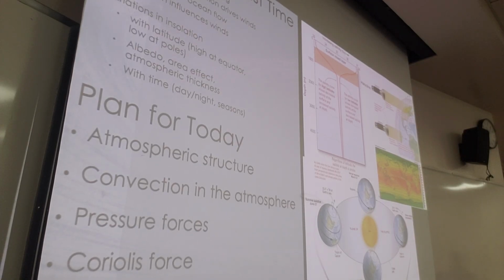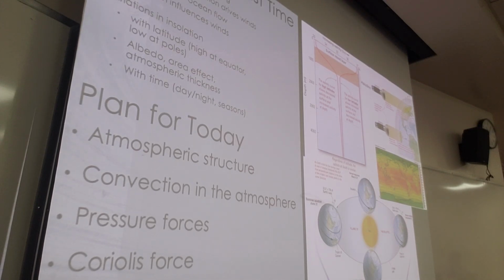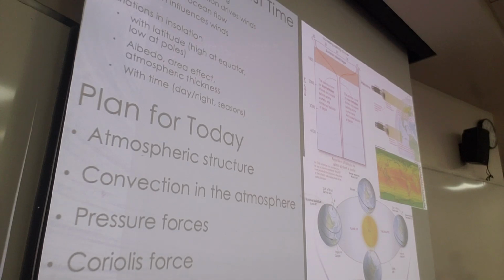And then the last topic we touched on was trying to understand why we have this differential heating. What are the various mechanisms that cause the equatorial regions to get more sunlight and solar energy than the polar regions? There were a few different reasons. One of them had to do with this area effect.